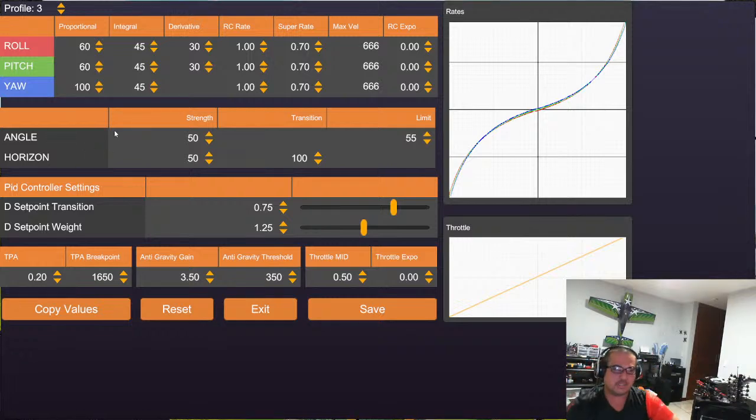So right here we have default rates for betaflight. And before we go any further, let's talk about other types of rates. Flight 1 has their own rates. Emu Flight has their own rates. Everyone says their rates are better, but ultimately all you're doing is building this line, these curves, and there's not really a lot to it.